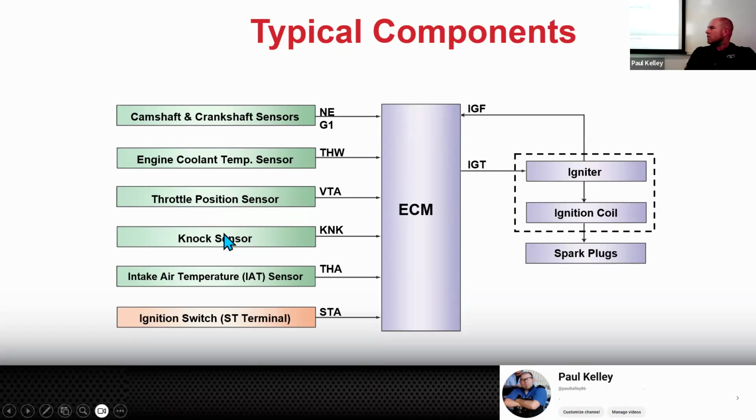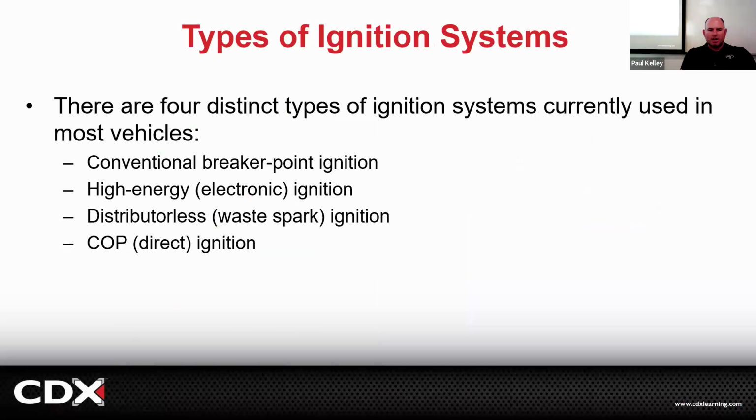And see this one right here, the knock sensor? That one's going to be a really important one we're going to come back to. The knock sensor is a major input for ignition timing, okay? All right, but what about the types? How about old school, conventional breaker point? Cool. High energy electronic ignition, distributorless, which could be wave spark. And then COP or direct is also a type of distributorless, but we kind of separate those because this one, we diagnose it mostly the same, but it looks different. And so these could kind of be tag team, but we're going to separate them.